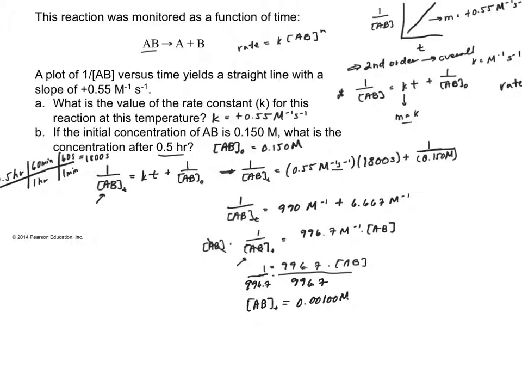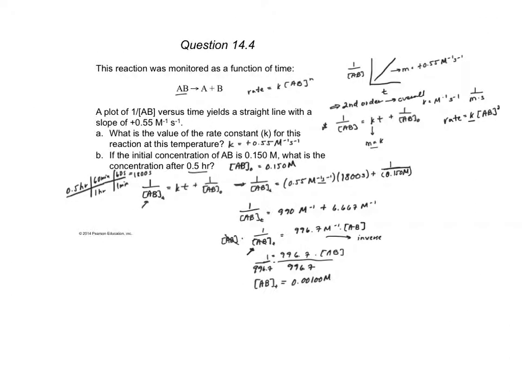When we were up here, I went through the entire process of seeing how you would solve for AB: multiply both sides by AB, and then redivide by the number. You could also have just taken the inverse of 996.7. Sometimes there is a button on your calculator that will just take the inverse of whatever number you're interested in. Okay, so that is how you would utilize the second order integrated rate law. Again, with respect to the quiz, I'd be comfortable with solving problems like both of these.